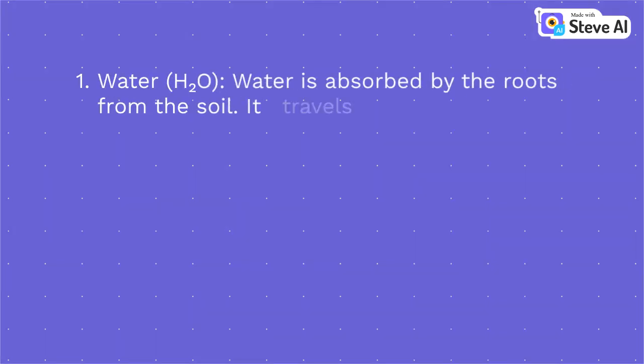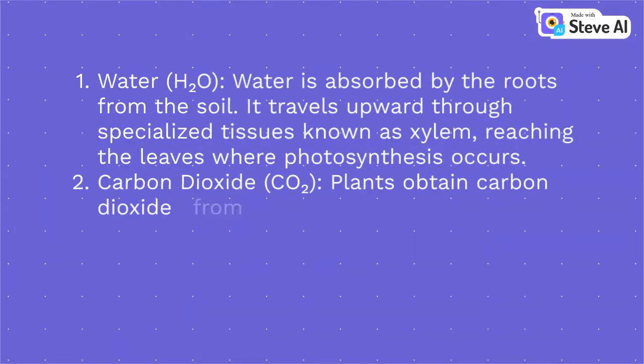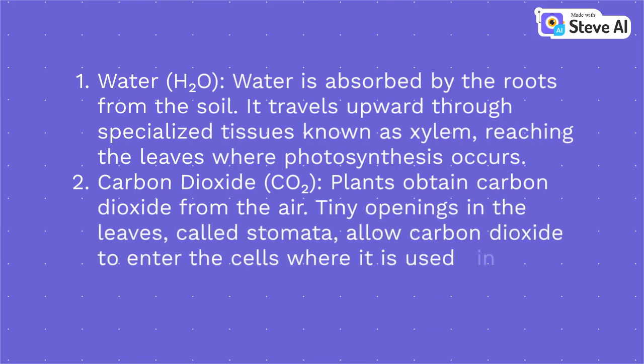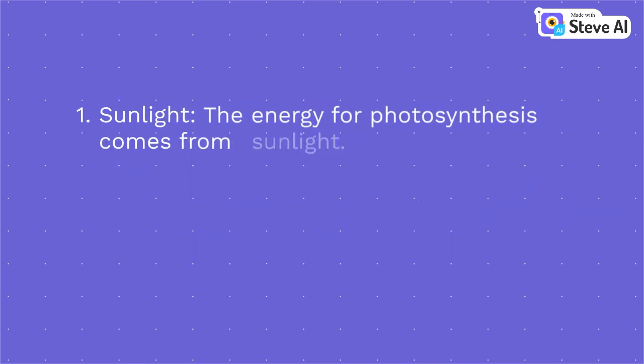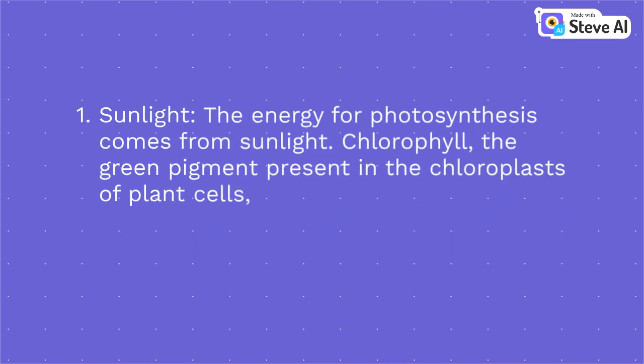Water, H2O. Water is absorbed by the roots from the soil. It travels upward through specialized tissues known as xylem, reaching the leaves where photosynthesis occurs. Carbon dioxide, CO2. Plants obtain carbon dioxide from the air. Tiny openings in the leaves, called stomata, allow carbon dioxide to enter the cells where it is used in the food-making process. Sunlight. The energy for photosynthesis comes from sunlight.